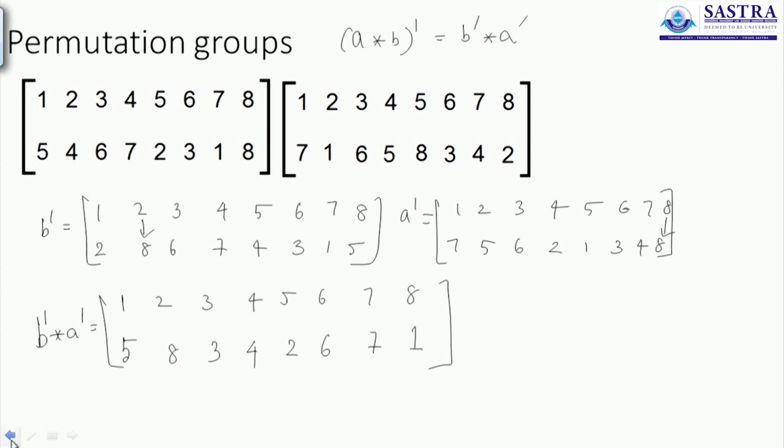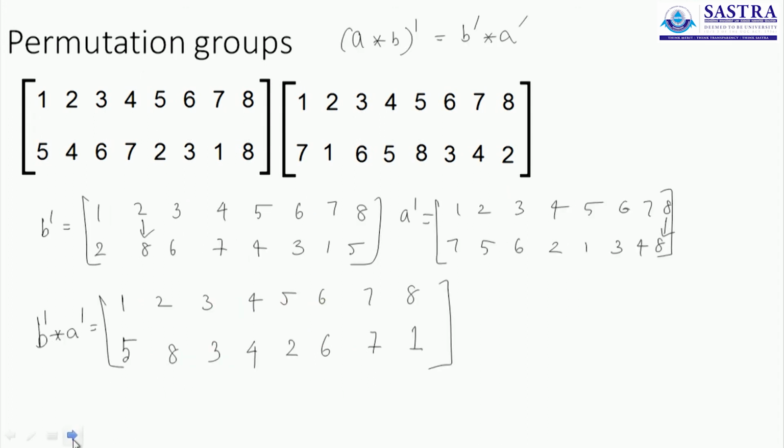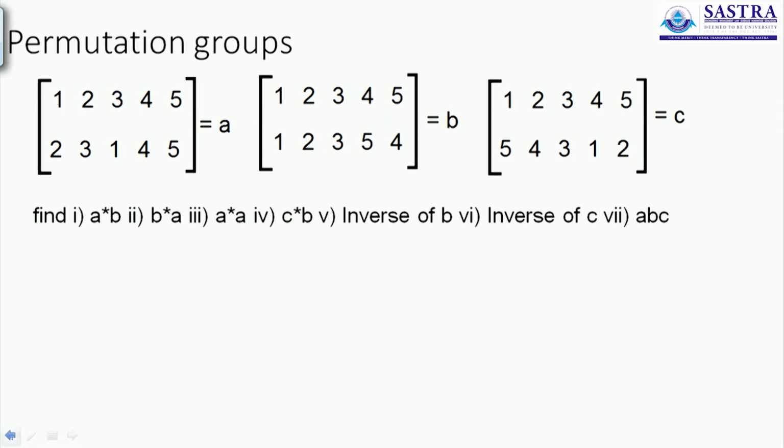In the previous slide we got the answer by applying the trick. We found A star B first and then we found the inverse of A star B, and you can see that the answers are a 100% match. 5, 8, 3, 4, 2, 6, 7, 1. Again 5, 8, 3, 4, 2, 6, 7, 1. We have done both calculations perfectly correctly.